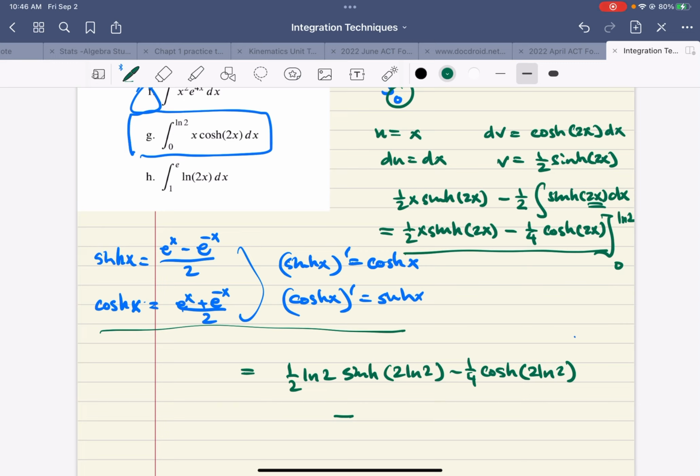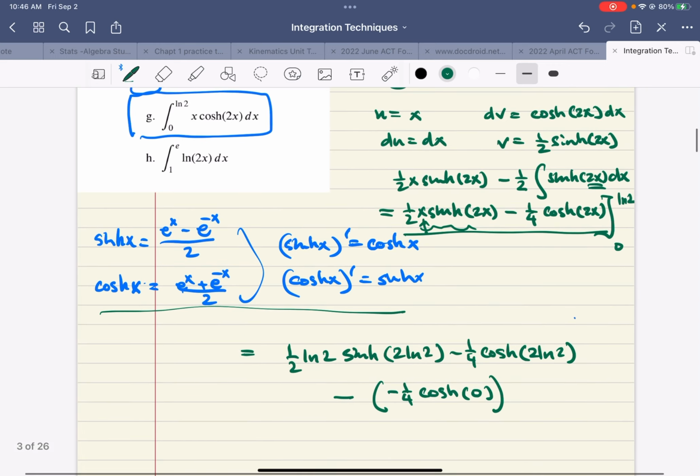when you plug in 0, this portion will be 0, because of this. So you have only negative 1/4 hyperbolic cosine of 0. Okay, hyperbolic cosine 0 is not 0, as you see here. So hyperbolic cosine 0 equals e to the 0 plus e to the 0 over 2. So that will be 1, right? E to the 0 is 1, so 1 plus 1 is a 2, 2 over 2 is 1. So we know this one is 1.